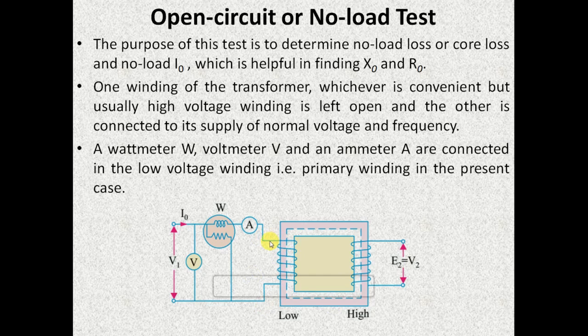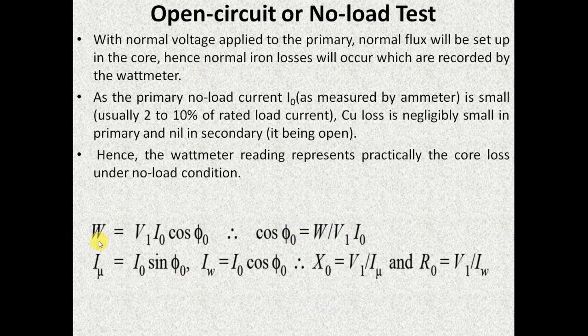As the amount of no load current which will be flowing through this low voltage side is very small, the copper losses which will be occurring in this low voltage side can also be considered to be negligibly small. Therefore, we can say that the wattmeter reading mainly represents the core loss which is occurring in this transformer core. In this relation, the values of W, V1 and I0 can be determined from wattmeter reading, voltmeter reading and ammeter reading.